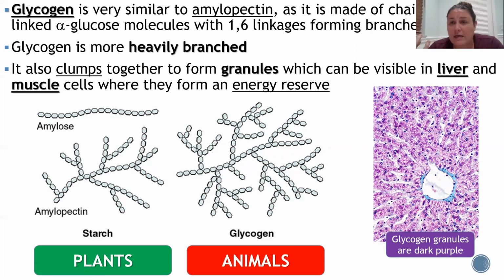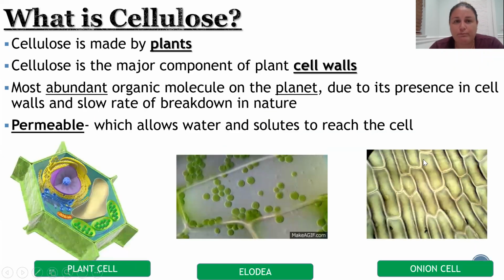Now, what's interesting with glycogen is it's also going to form granules, kind of like we saw with the starch grains. These granules can be visible in the liver and the muscle cells where glycogen is stored, and these again can be seen under the microscope. What's interesting with some microscopic images is they'll add dyes, or what we call stains, and it allows us to see some of the structures better. So all of the really dark green spots are these glycogen deposits, or glycogen granules.